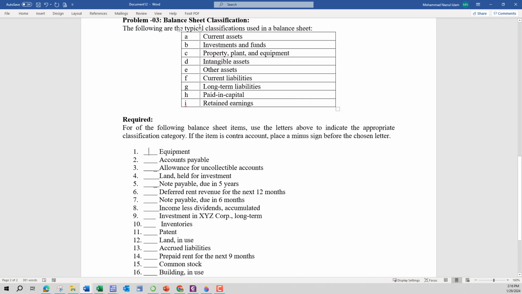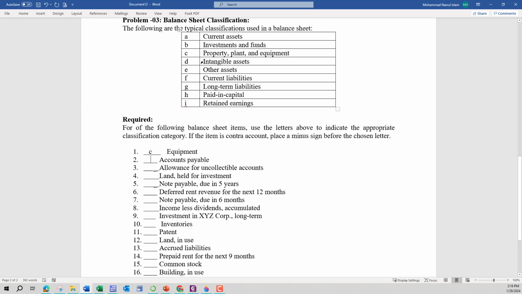The following are the typical classifications used in a balance sheet: current assets, investments and funds, property, plant and equipment, retained earnings, and so on. For the following balance sheet items, use the letters above to indicate the appropriate classification category. If the item is a contra account, place a minus sign before the letter. So equipment is property, plant and equipment, right? So this is C.